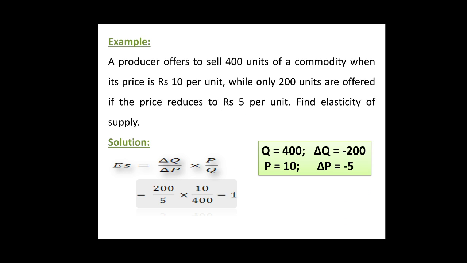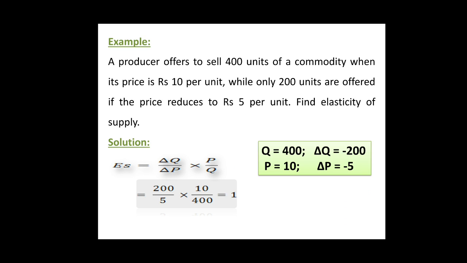Del P, which is equal to P1 minus P, that is new price minus initial price. New price here is 5 and initial price is 10. So it is 5 minus 10. 5 minus 10 is equal to minus 5. So del Q is minus 200. Del P is minus 5. P divided by Q. P is the initial price, which is 10, and Q is the initial quantity before the price change, which is 400.